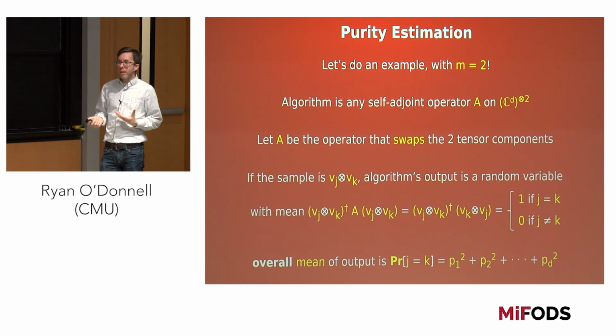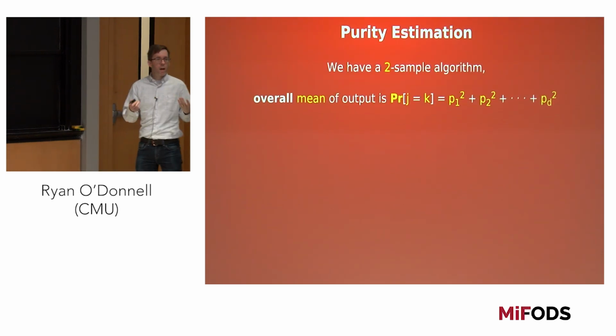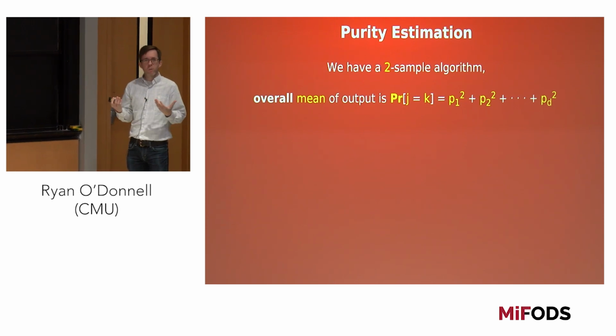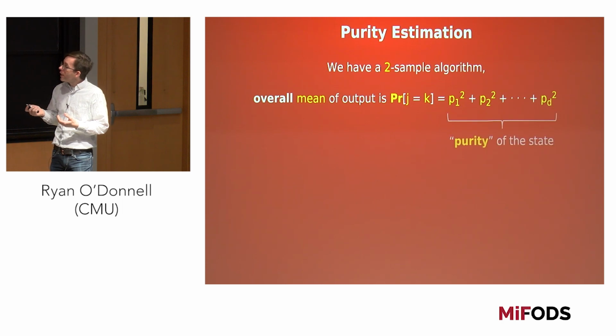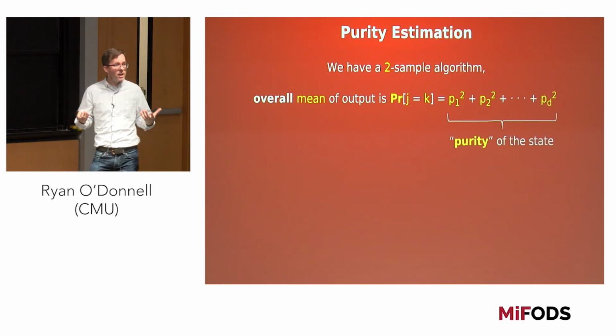And this actually has a nice meaning. It's a quantity that one cares about. Actually, in classical probability, this is the collision probability of the distribution. In quantum, it's called the purity of the state, and it's some property of the state you might care about.